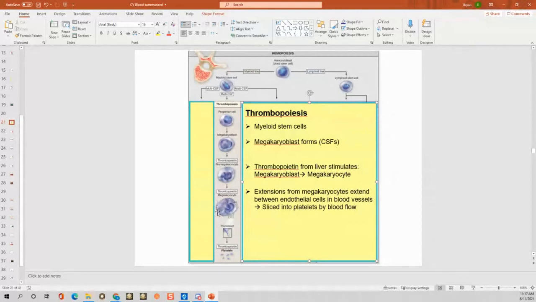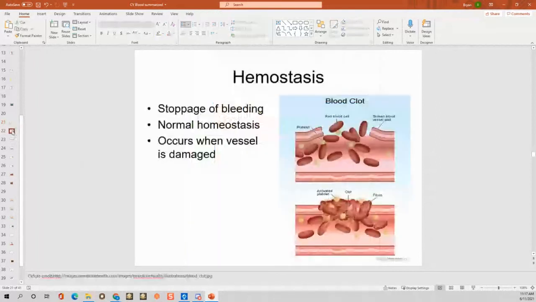These legs go out into the blood vessels, and as the blood passes by these proplatelets, it cleaves off tiny little pieces of the megakaryocyte's legs, and that's what produces platelets. Platelets are not a cell in themselves. They are just tiny elements of a much bigger cell. Crazy. Super cool. So what are platelets for?